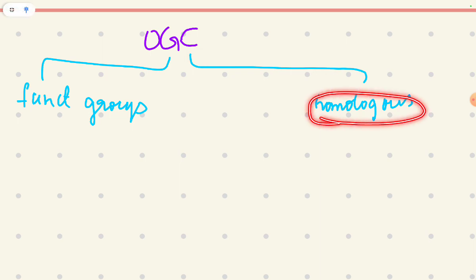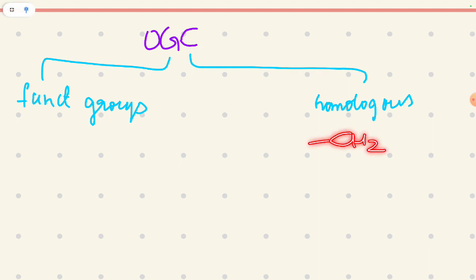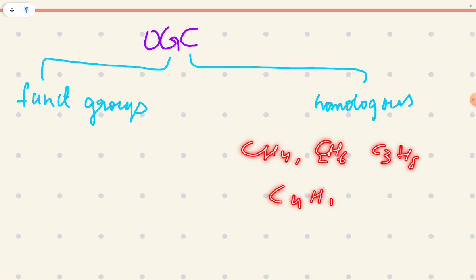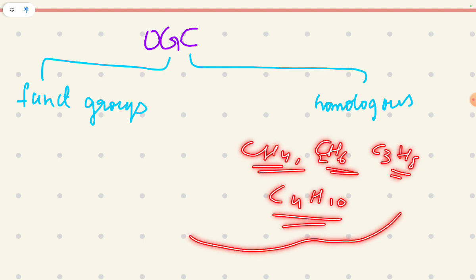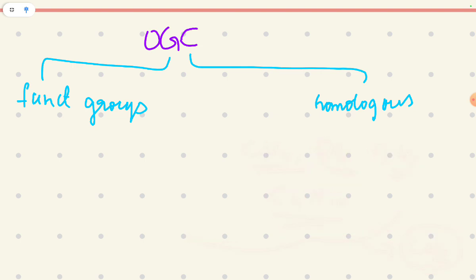The next is homologous. What is homologous? A series of compounds which have the same characteristic functional group, and the members of that particular series should differ by a CH2 unit, or I can say 14 u by mass. Example, CH4, C2H6, C3H8, C4H10. So these are in a homologous series. When you subtract, you get the common difference, that is CH2. Hope you understood till now.